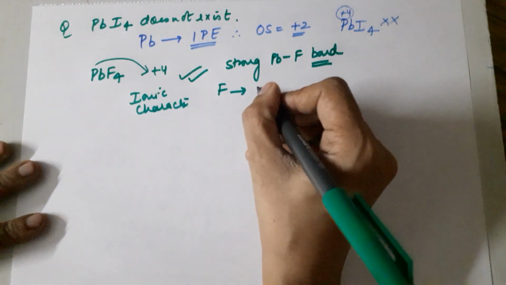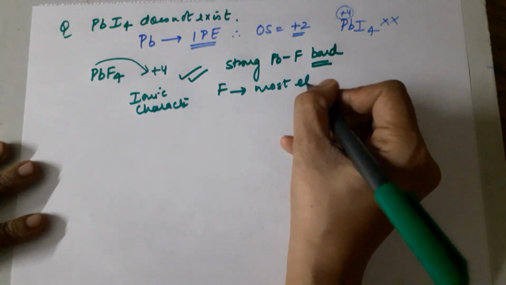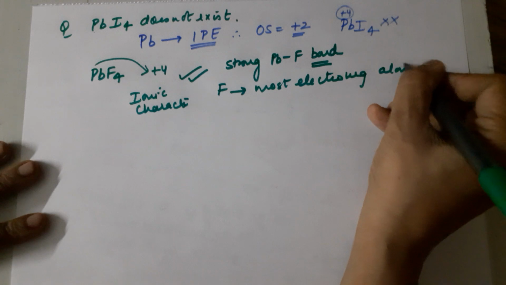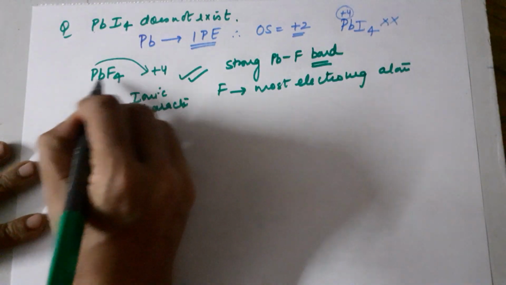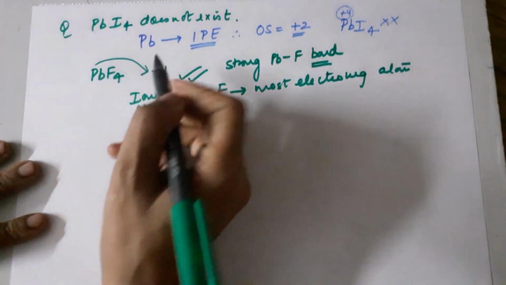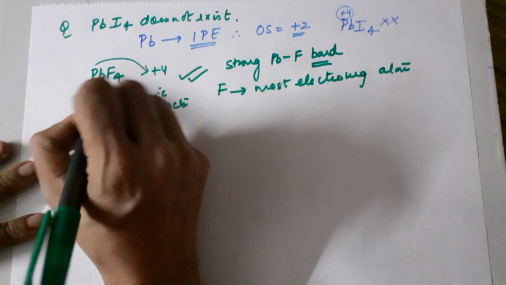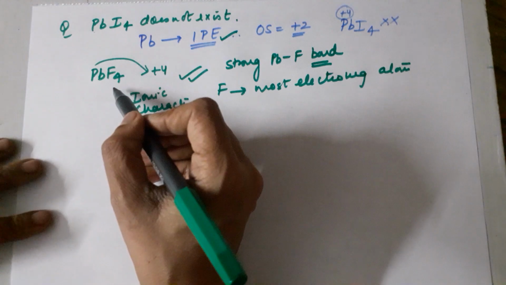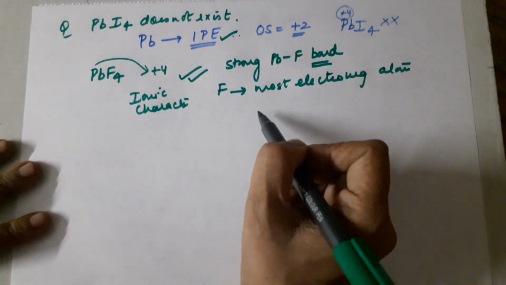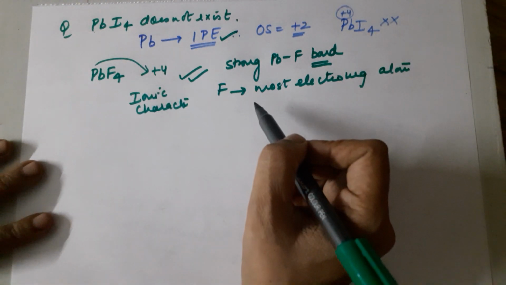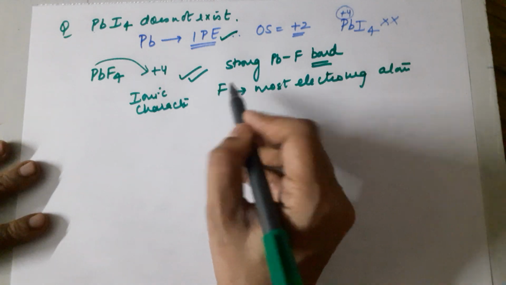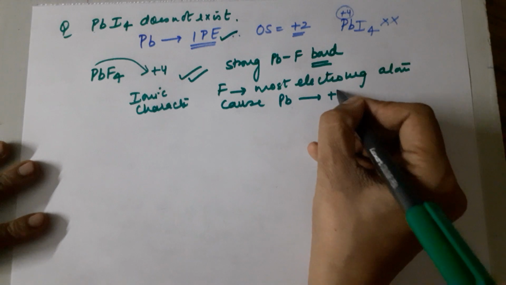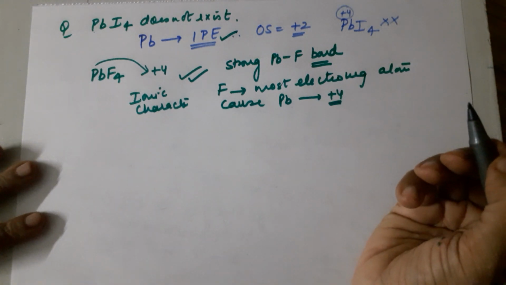Also, it has an ionic character because F is the most electronegative atom. So, this atom is able to pull electrons from lead, while normally iodine is not able to pull electrons from lead. So, inert pair effect becomes predominant, while PbF4 does exist as an ionic compound owing to the high electronegativity of fluorine. So, it can cause Pb to go to a +4 oxidation state. Fine.